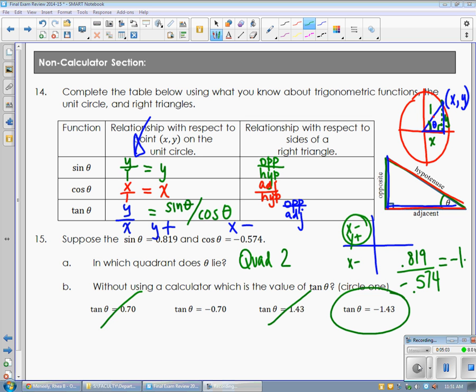If the fraction was the other way, if it was 0.57 over 0.81, I know that my value is going to be less than 1. But if it's an improper fraction, remember the value has to be greater than 1, and you should be able to use deductive reasoning to choose the correct answer.